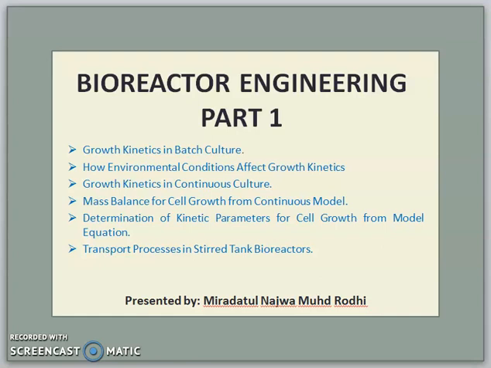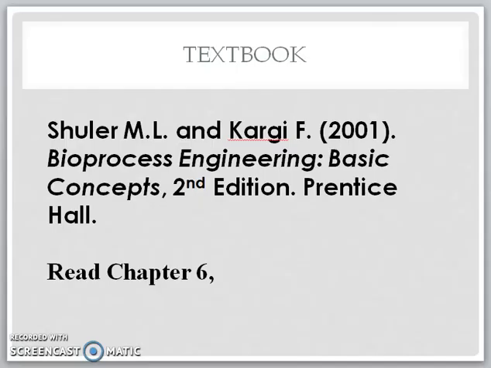In this presentation, we will take a look at topic 5, the last topic in the Reaction Engineering 2 subject. This topic is divided into two parts, part 1 and part 2. In part 1, we'll look at the growth kinetics in batch culture and how environmental conditions affect the growth kinetics, and the growth kinetics in continuous culture, and also the mass balance for cell growth from the continuous model, and we may be able to determine the kinetic parameters for cell growth from the model equation, and the transport processes in stirred tank bioreactors.